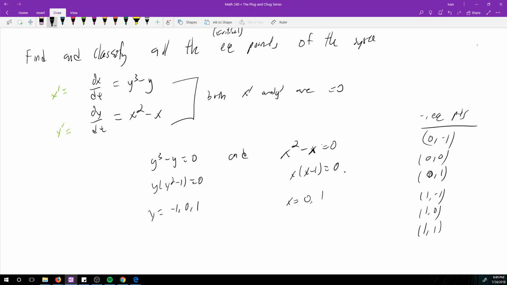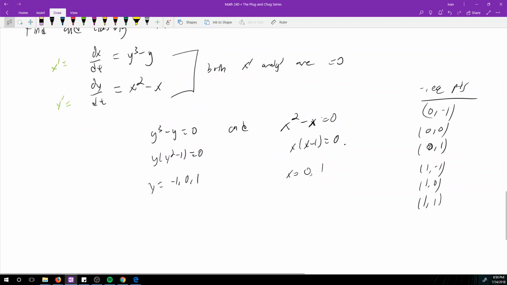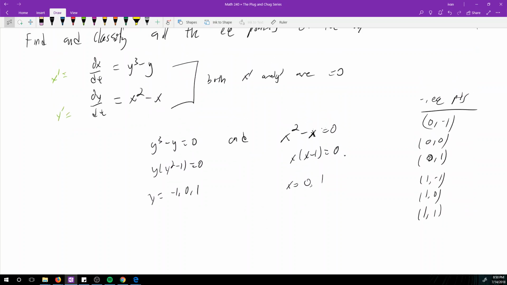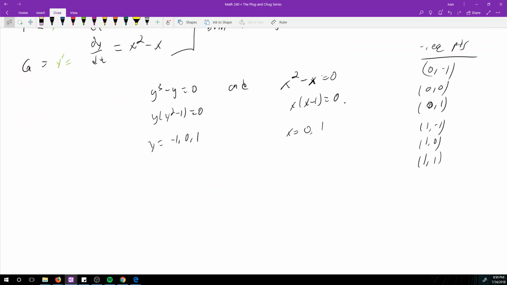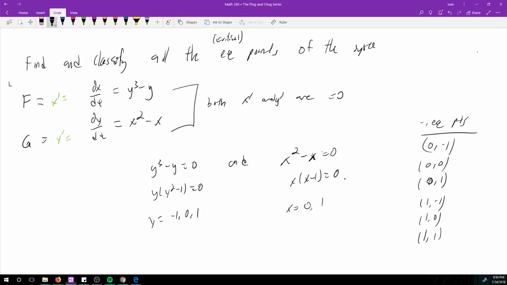So now what? What am I supposed to do? Well, let's call these guys a different name again. Let's call this top guy F, and let's call this bottom guy G. So now the second step after you find the equilibrium points, right?